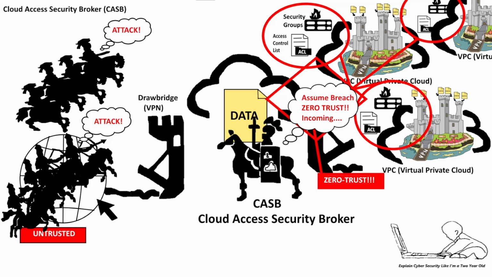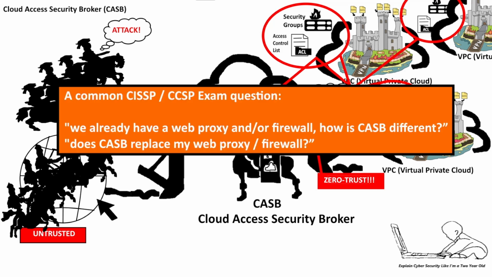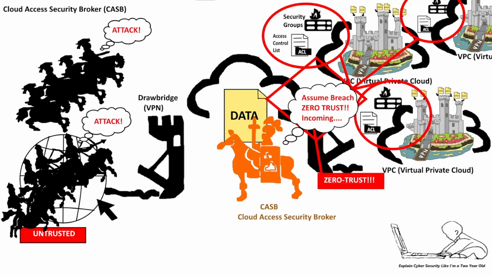Because for the remaining part of this video, I want to dispel a major misconception by CISSP and CCSP exam candidates. And this is the question of how is a cloud access security broker any different from a traditional web proxy or firewall? To help explain the answer, let's firstly turn our cloud access security broker horsey into a golden horsey, because then we can clearly draw the distinction between a traditional firewall and traditional web application firewall, WAF, in comparison to the new CASB, Cloud Access Security Broker.